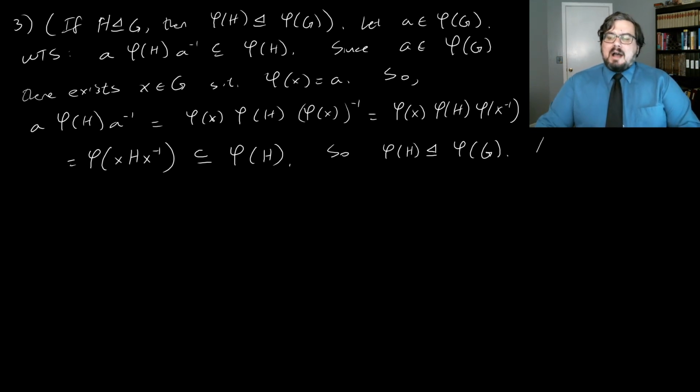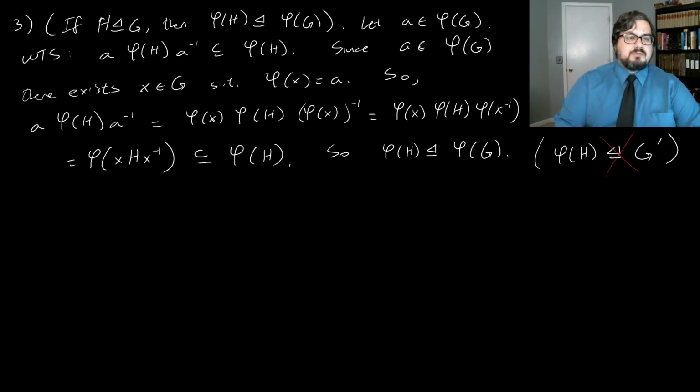Now let's think about why this argument doesn't show that phi of H is a normal subgroup of G prime. We don't have this necessarily. Let's go through the theorem and see what fails. What if instead of saying let A be in phi of G, we just said let A be in G prime? We still want to show the same thing. If A were in G prime, there exists X in G such that phi of X equals A. That's where we would run into problems.